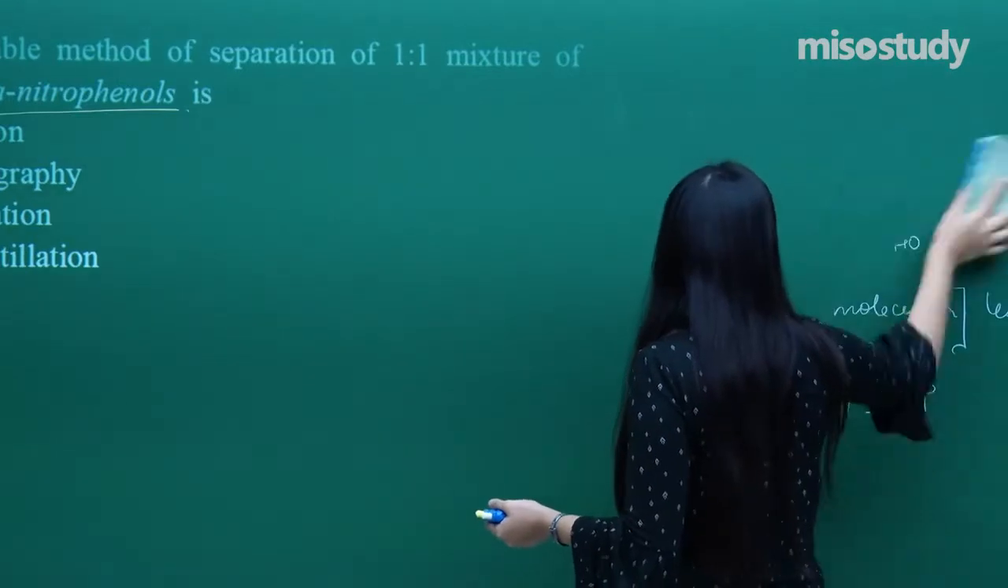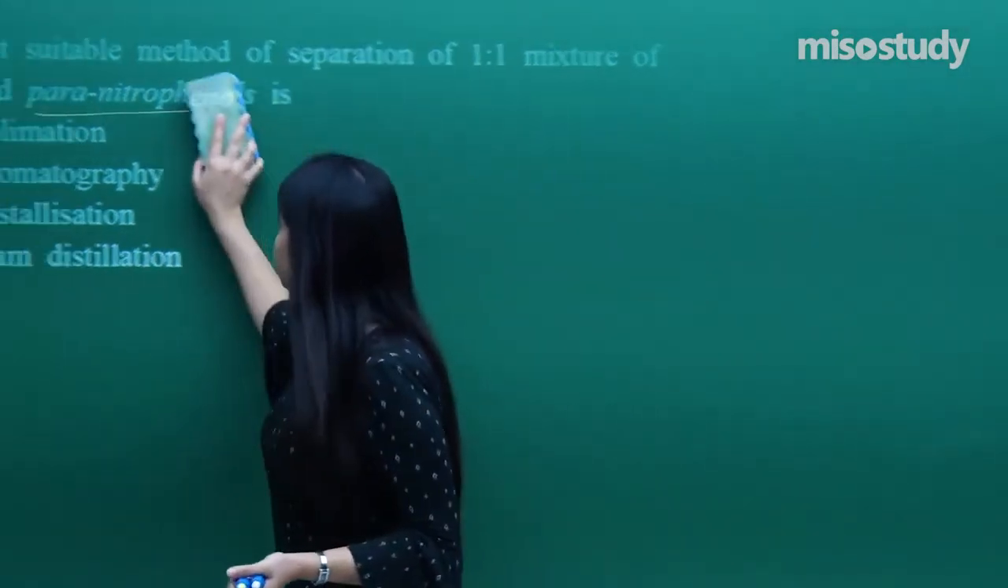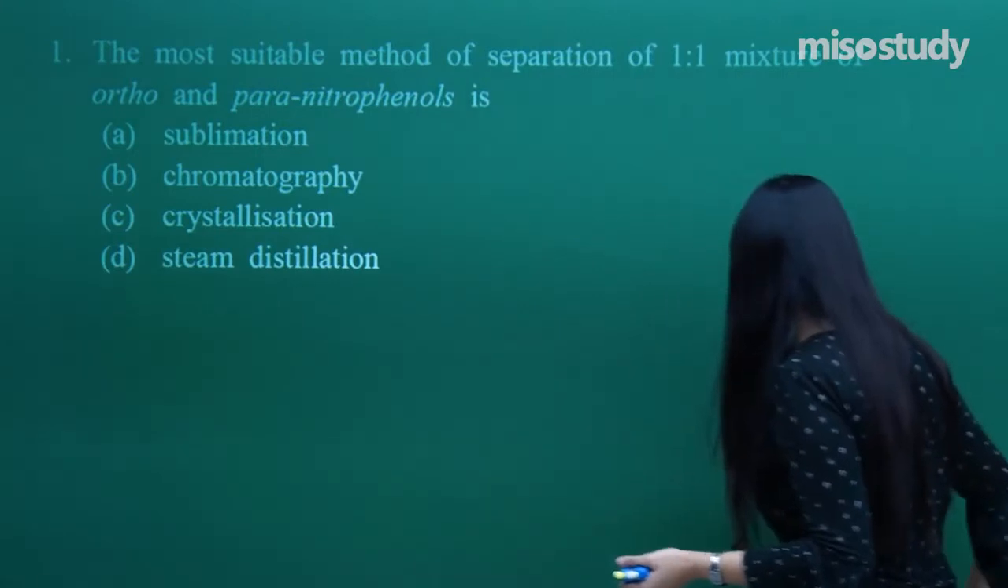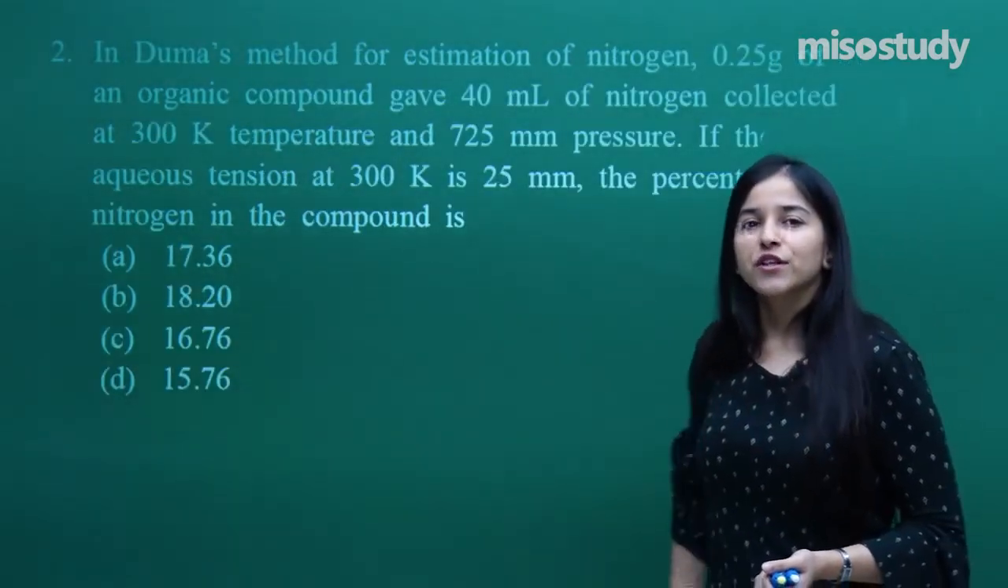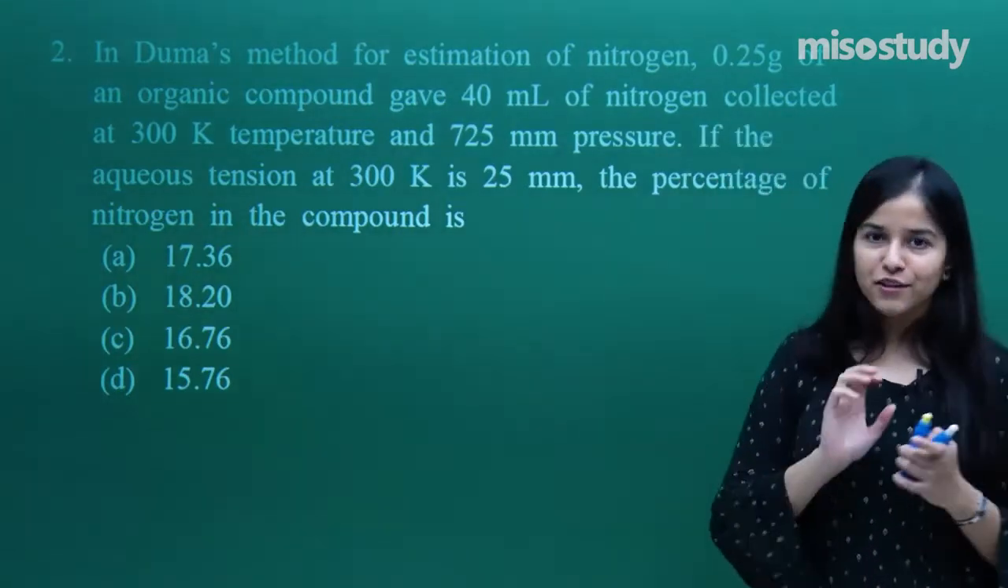So let us just move on to the very next question. What does the next question say? Right, so it's the question for the Dumas method. You need to perform the calculations.